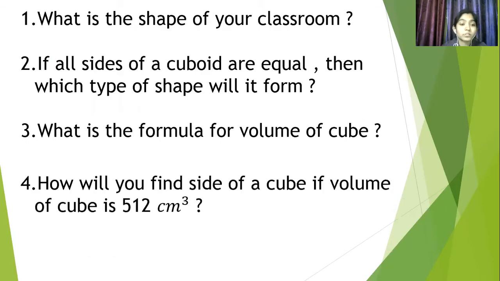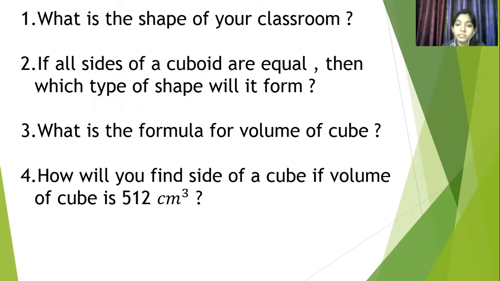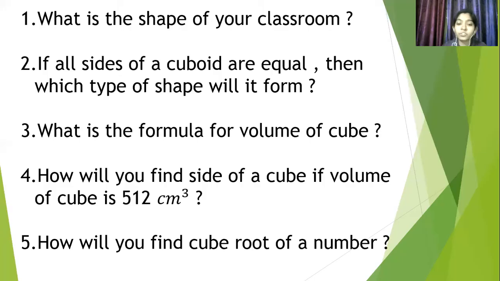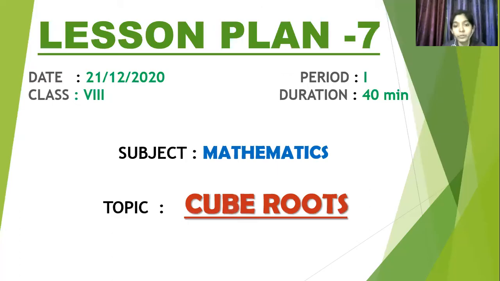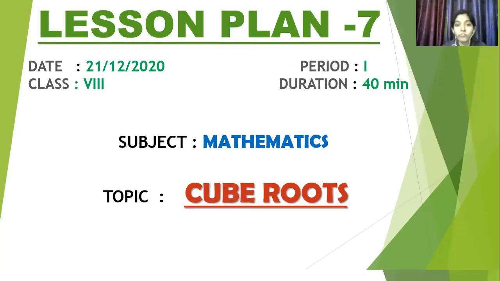Very good. So how will you find side of a cube if volume of cube is 512 centimeter cube? We can find side of a cube by taking cube root of volume 512 centimeter cube. Very good. So how will you find cube root of a number? Okay, students, today we are going to discuss about cube root in details. Let us solve few examples based on cube root.